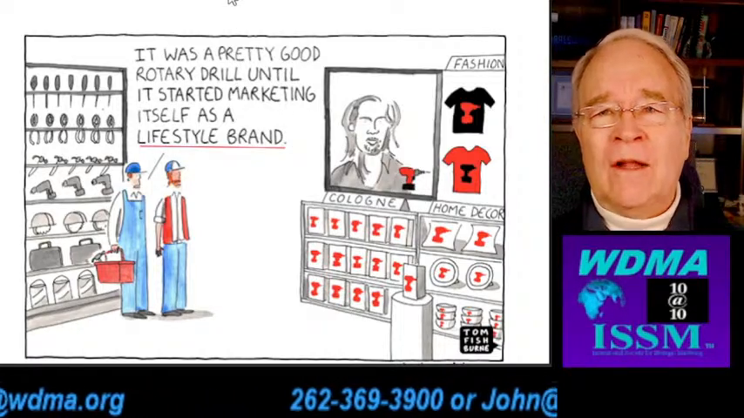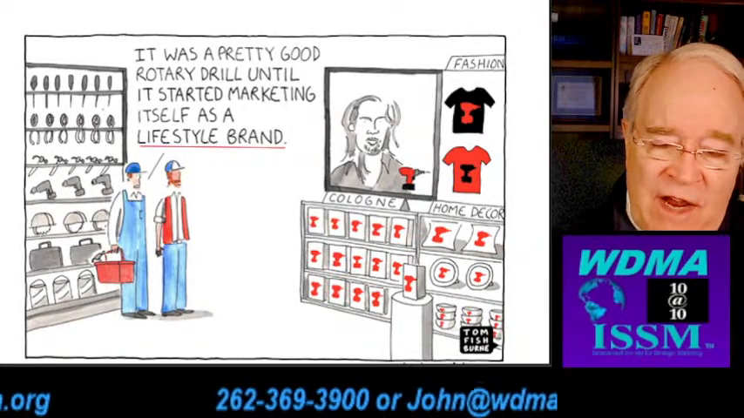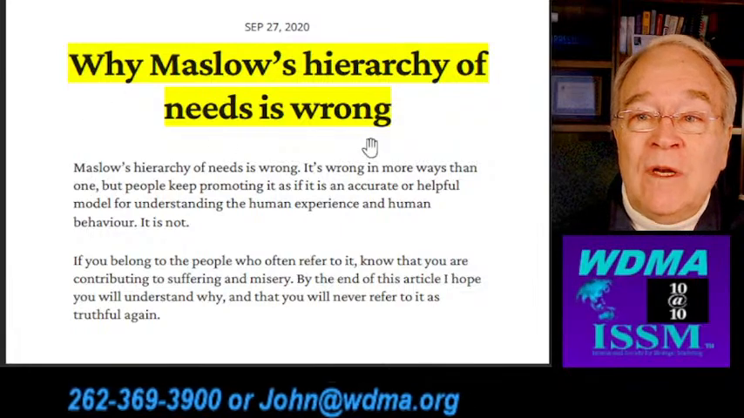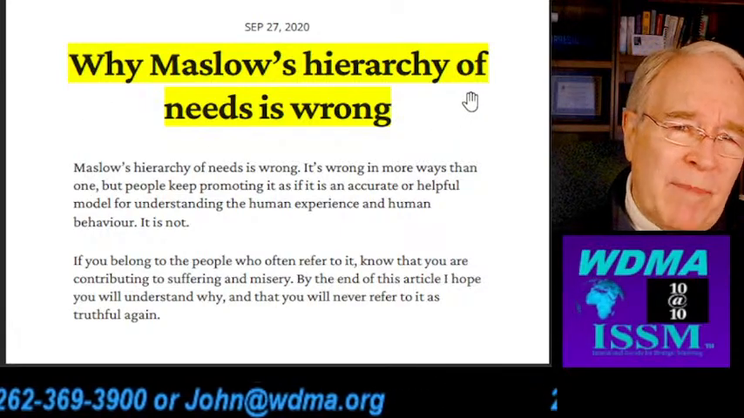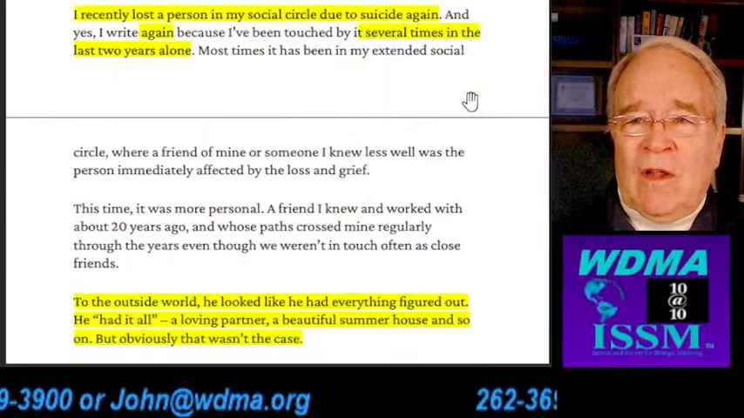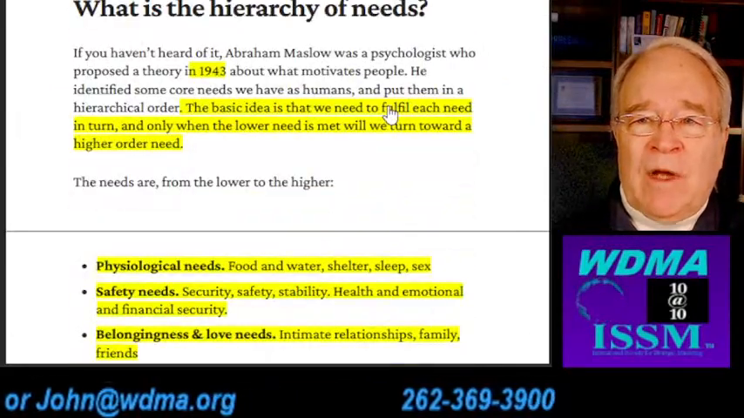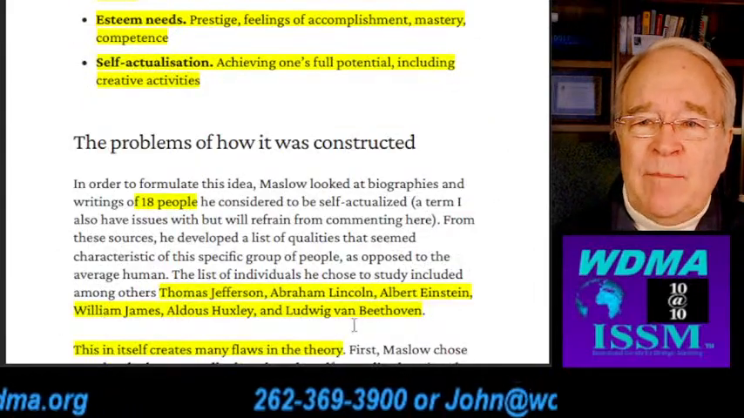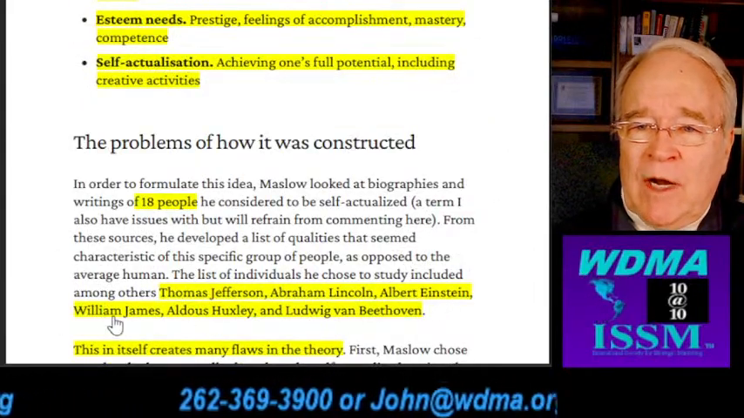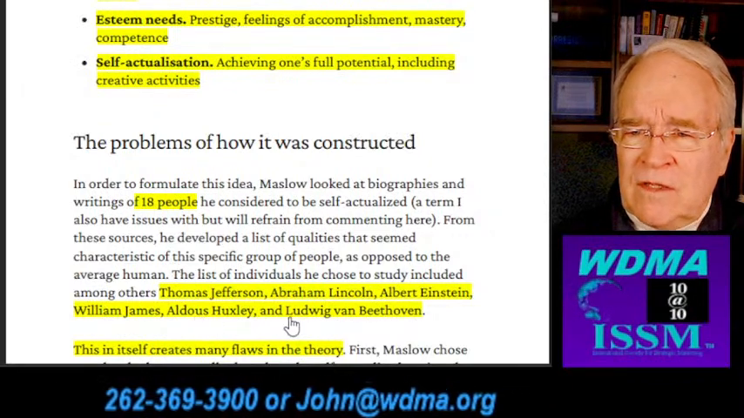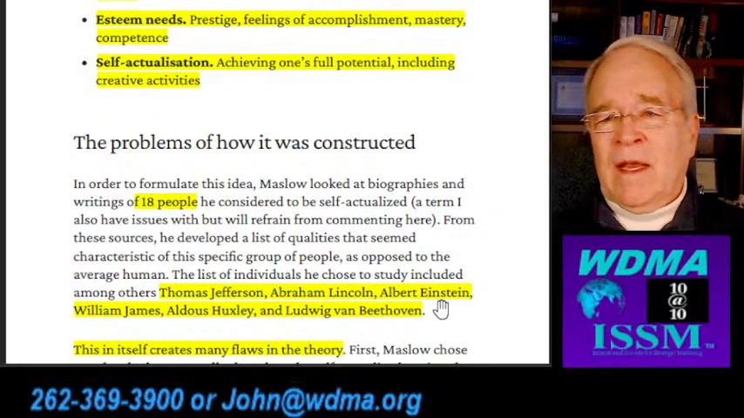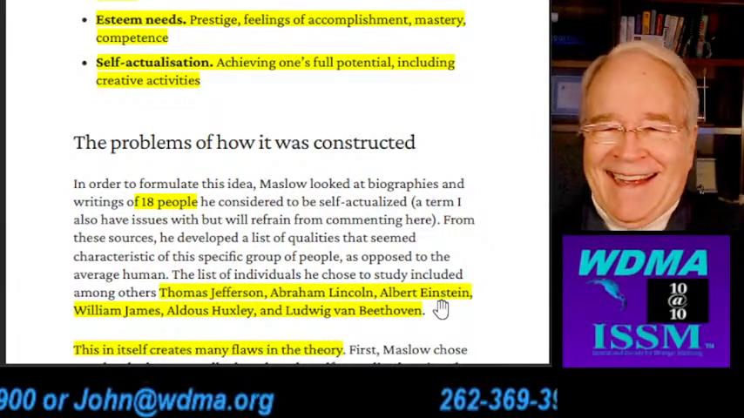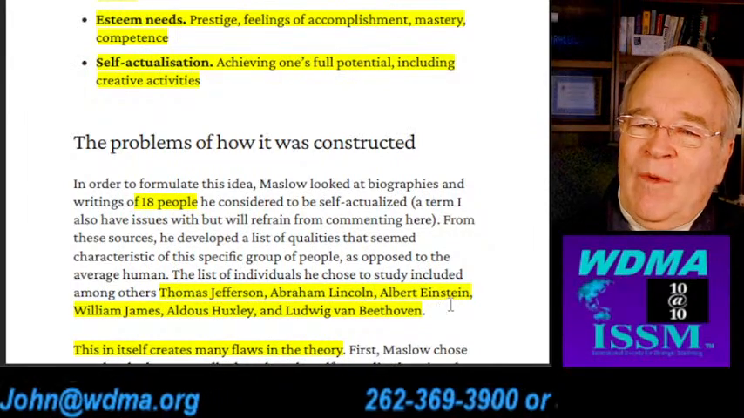Okay, so along with this article, which I've given a sort of tepid recommendation, I included why Maslow's hierarchy of needs is wrong and the basic idea. First of all, he built his concept on 18 people: Thomas Jefferson, Abraham Lincoln, Albert Einstein, William James, Aldous Huxley, Ludwig van Beethoven. And I think only Huxley was available for comment. And so it wasn't really scientific.